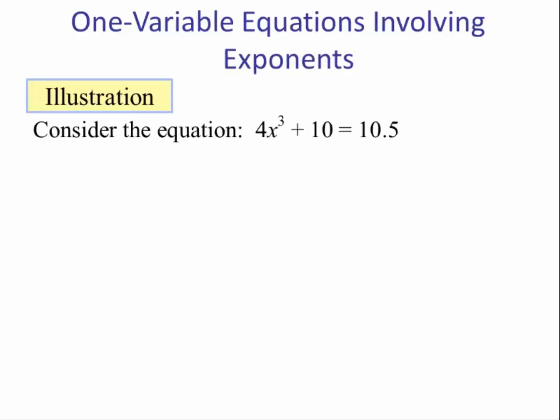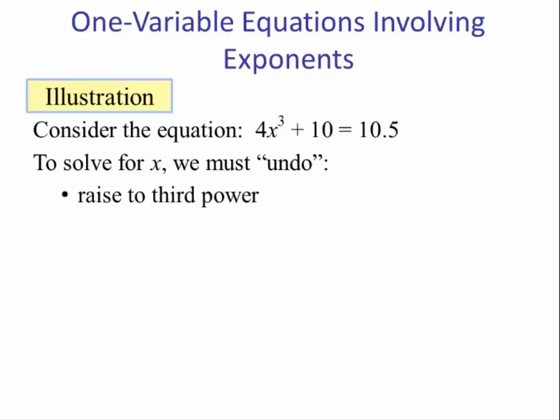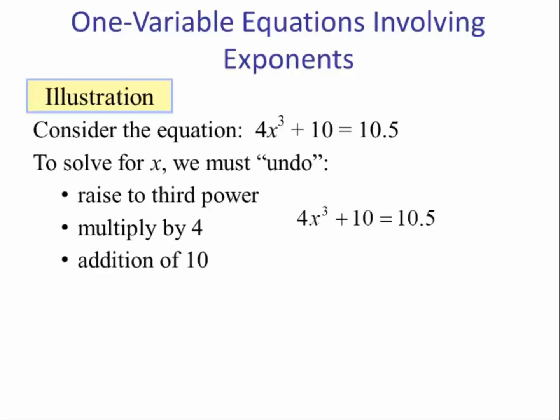Consider 4x cubed plus 10 equals 10.5. To solve for x, we must undo raised to the 3rd power, multiply by 4, and addition of 10. The first thing we're going to cancel is the addition of 10, so we subtract 10 from both sides of the equal sign. We get 4x cubed equals 0.5. Next, we want to undo multiply by 4, so we divide both sides by 4. We get x cubed equals 0.125.